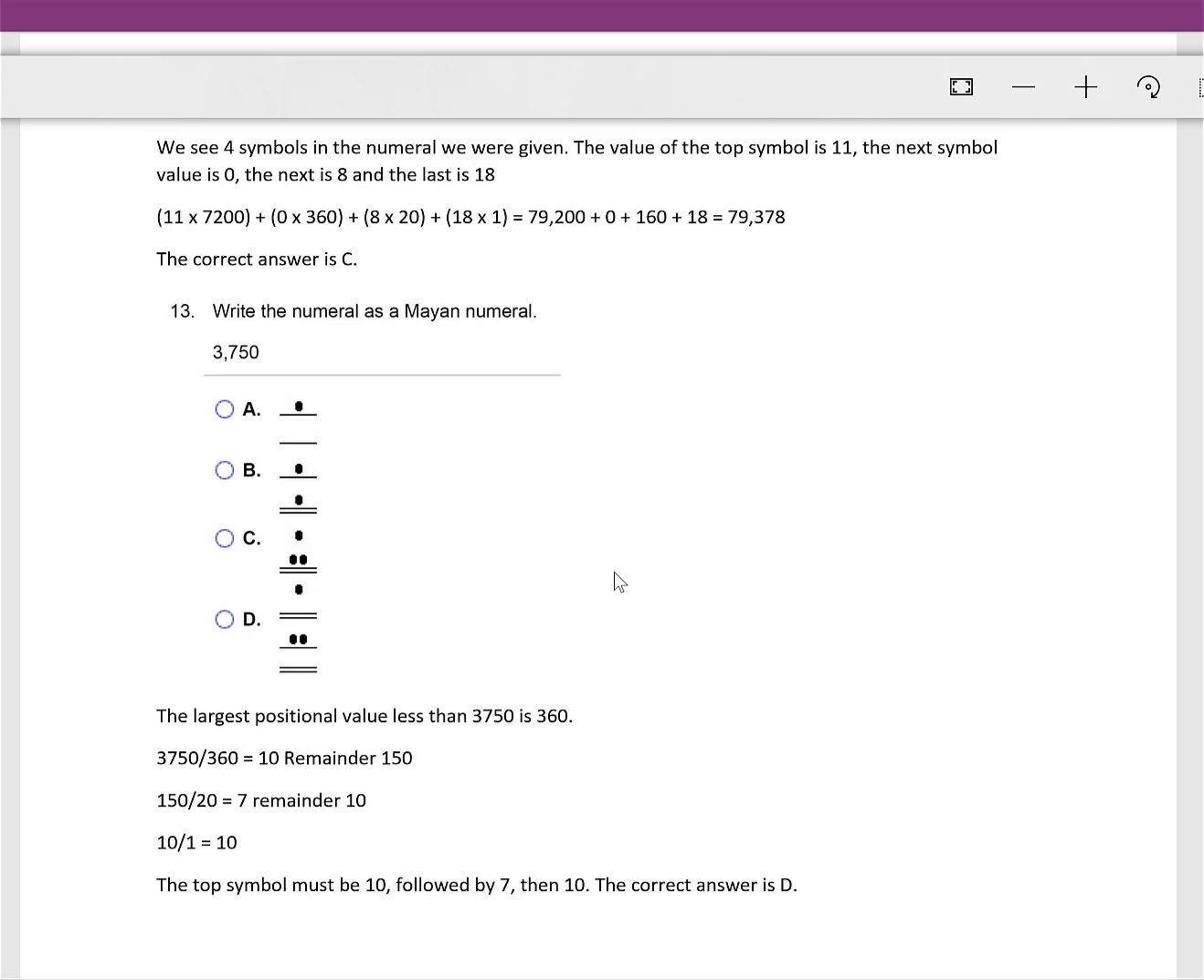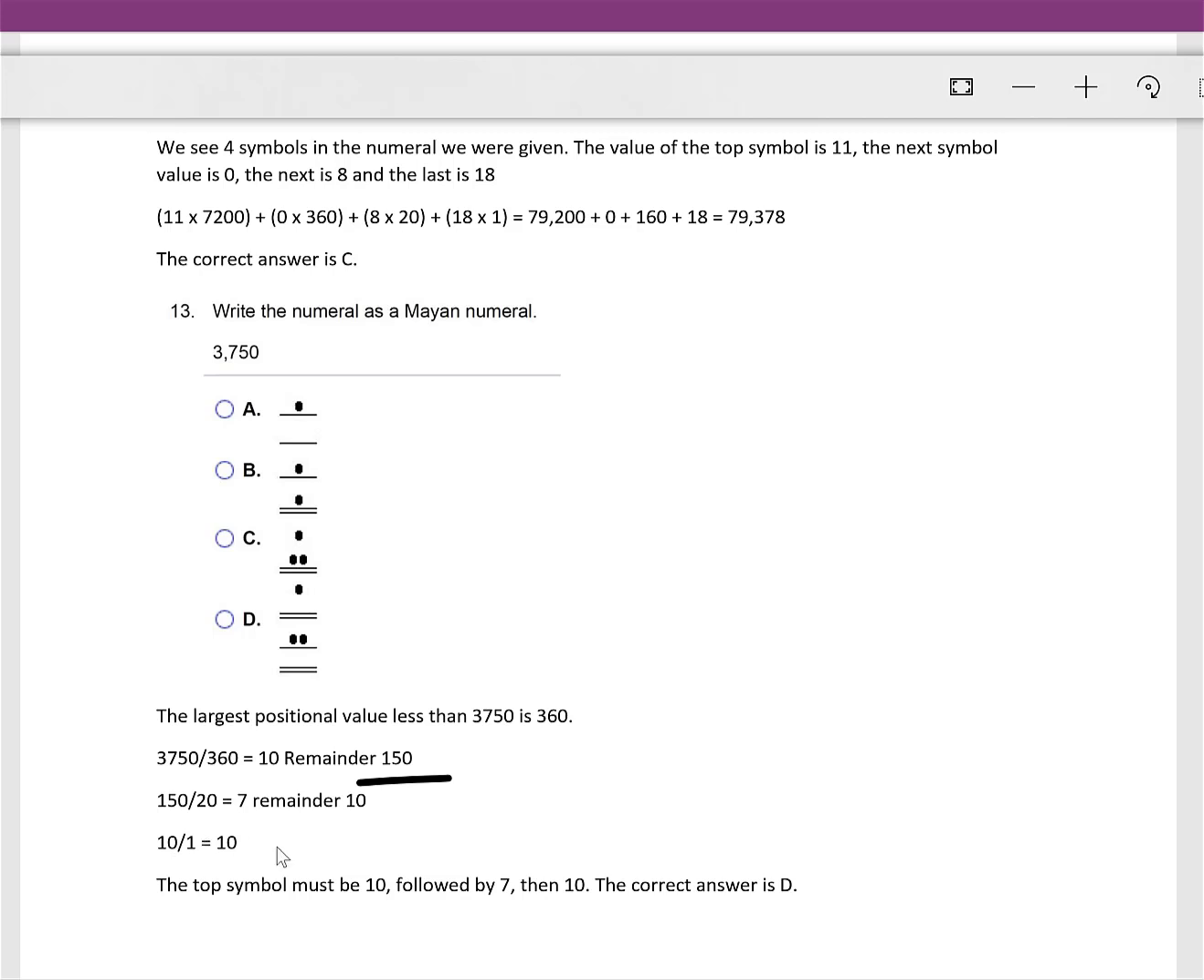And then let's go the other way. We want to go from our system to the Mayan system. Remember the positional values. The largest positional value less than our number we're trying to convert is 3,600. So I'm going to take 3,750 and divide by 360. I get 10 remainder 150. I'm going to take 150, divide by 20. I get 7 remainder 10. And then 10 divided by 1, of course, is 10.